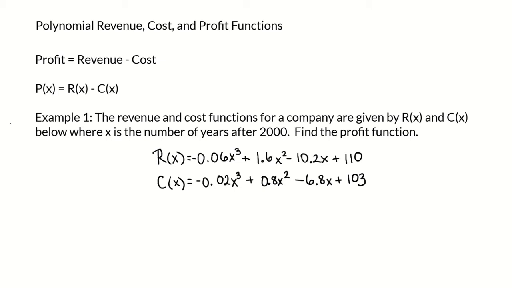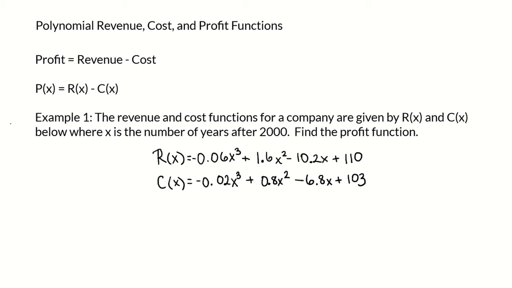Example 1. The revenue and cost functions for a company are given by r of x and c of x below, where x is the number of years after 2000. Find the profit function. So we're given that r of x equals negative 0.06x cubed plus 1.6x squared minus 10.2x plus 110. And the cost function is c of x equals negative 0.02x cubed plus 0.8x squared minus 6.8x plus 103.